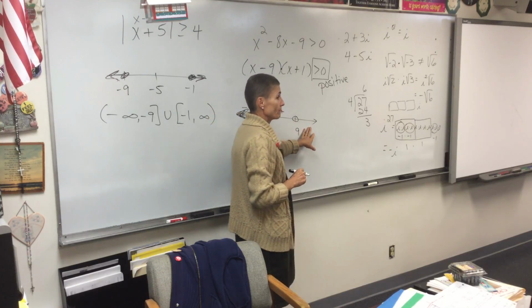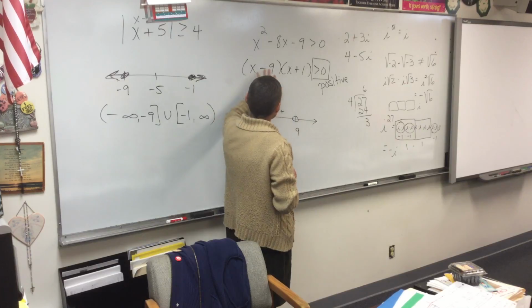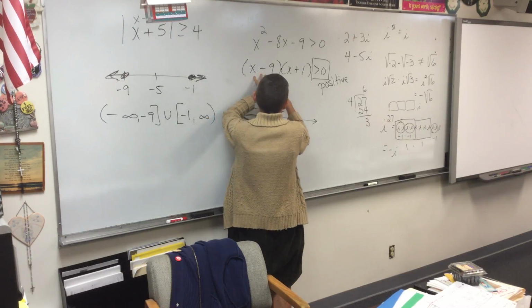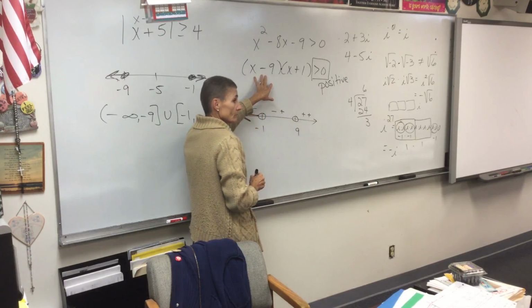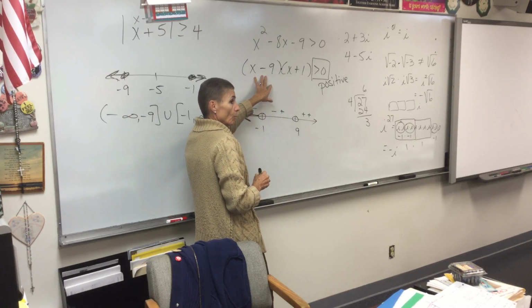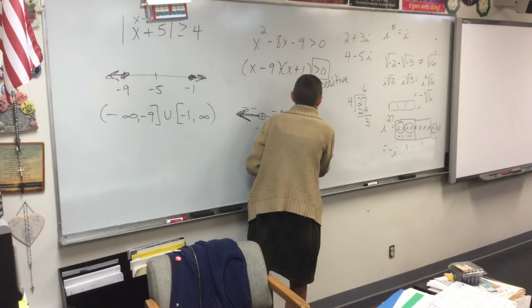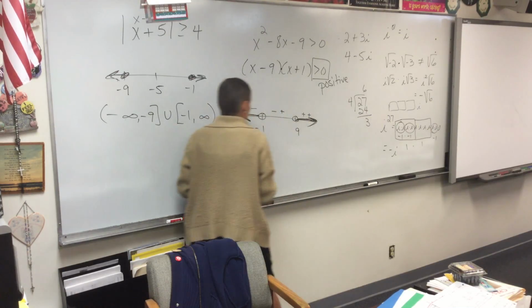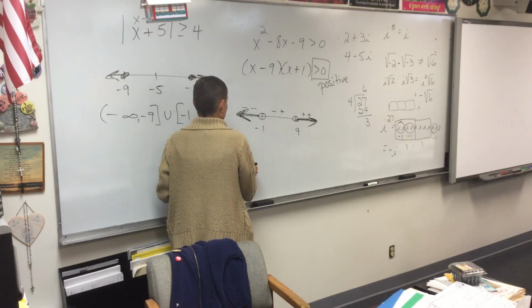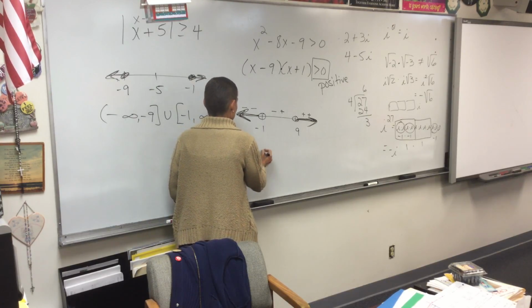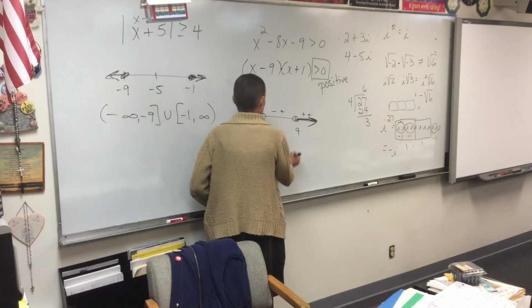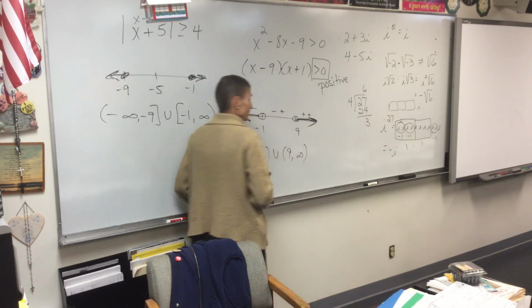Pick a number over here, 11. If I put 11 in, I get positive and positive. What happens when I multiply those? It's positive, and that's what I want. So my answer is everything from negative infinity to -1, or from 9 to infinity.